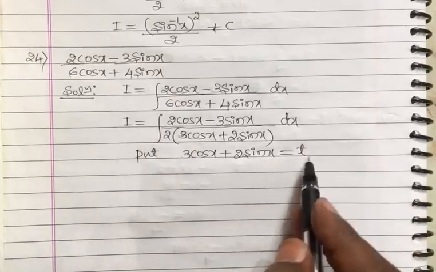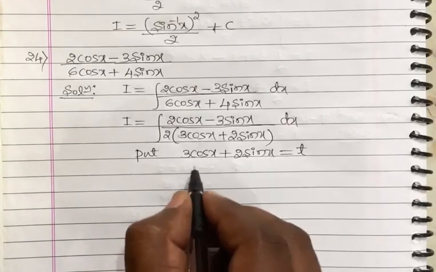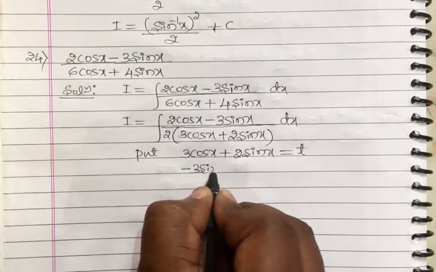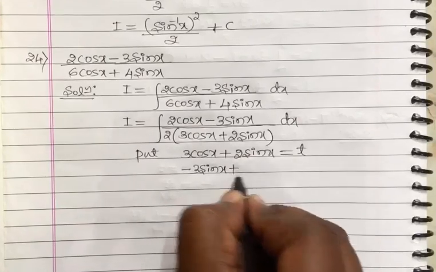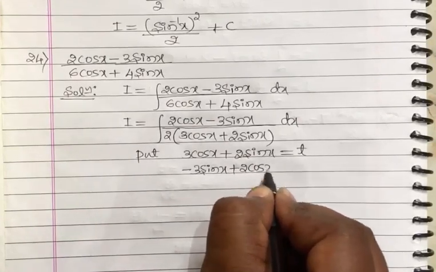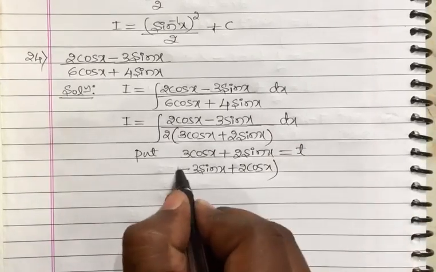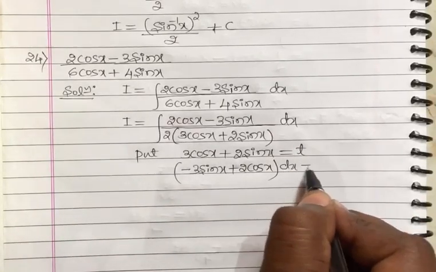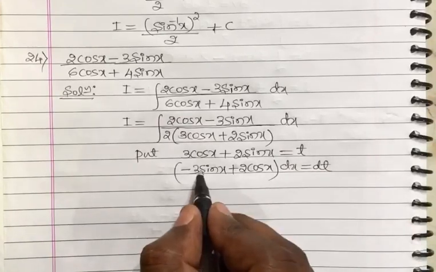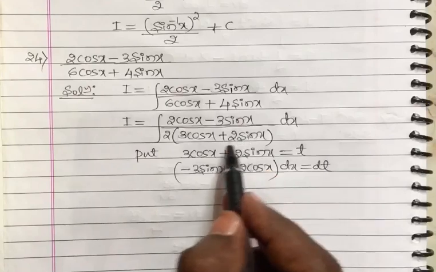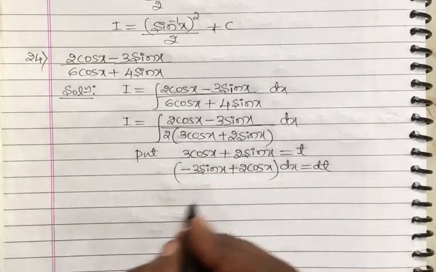So differentiate both sides with respect to x. What is the derivative of 3 cos x? It is minus 3 sin x, then plus 2 cos x, which is equal to dt by dx. I take dx to the LHS: dx is equal to dt. So what is this now? This is nothing but the numerator. Minus 3 sin x plus 2 cos x dx is equal to dt.